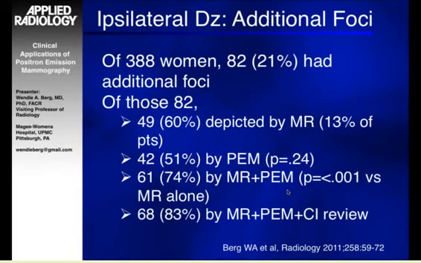Of the additional disease, this just summarizes what I just said on the last slide with respect to MRI, overall 60%, PEM 51%. This was not different at the breast level, although at the lesion level, MRI was very slightly more sensitive than PEM. And again, they're complementary. So the two together, we saw 74% of additional disease. And if you added the conventional imaging review, 83%, well, then that still left another 17% or 14 women where we didn't see all of the disease, even after all of this additional testing.